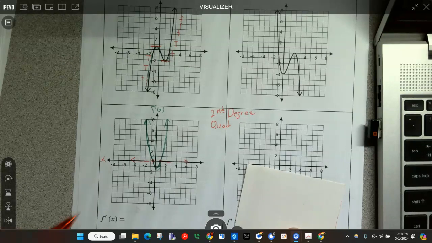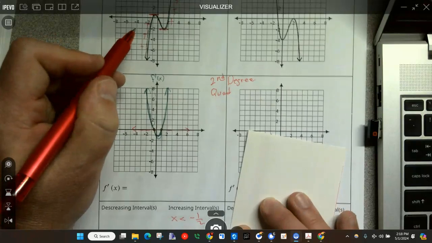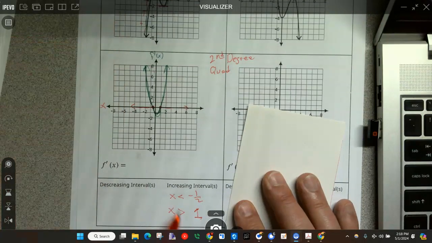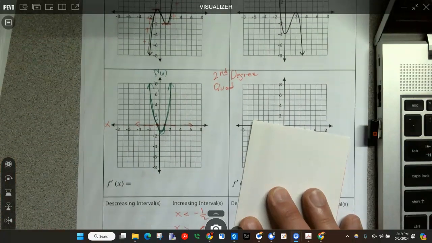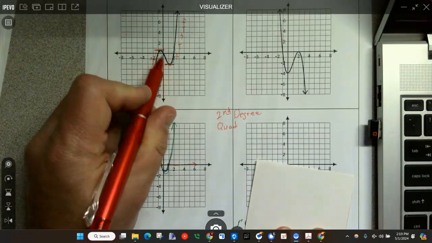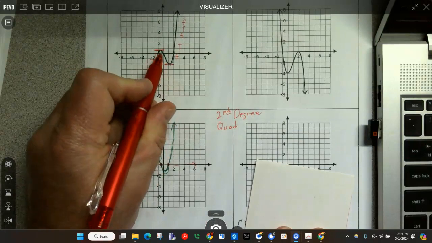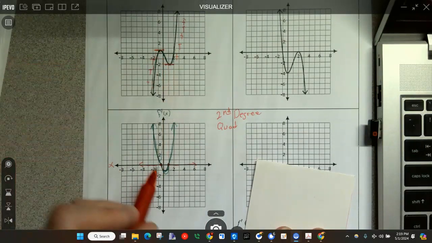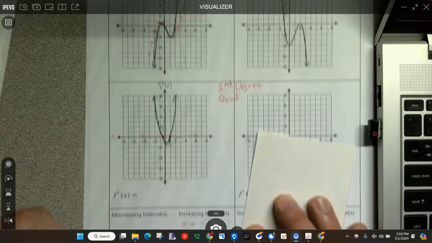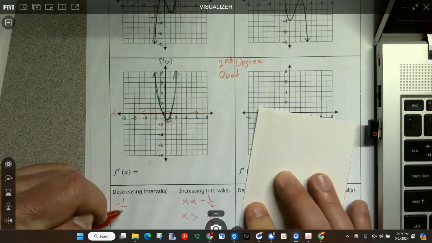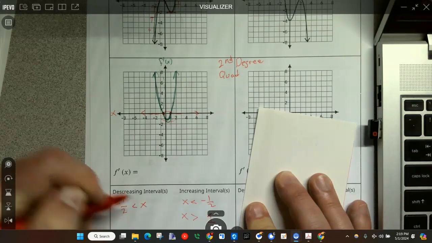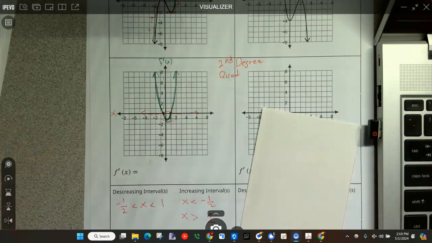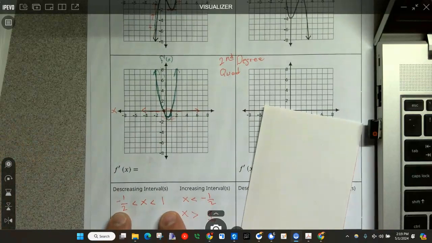And the only place it's negative is this one little place right here. So I got this much already. x is less than -1/2, x is greater than 1. Just got two of them. And then right between the -1/2 and the 1, that's the only place it's negative, where it's decreasing. That's the only place where it's below the x-axis. So we would say -1/2 is less than x is less than 1, which means between -1/2 and 1. That's where it goes down.